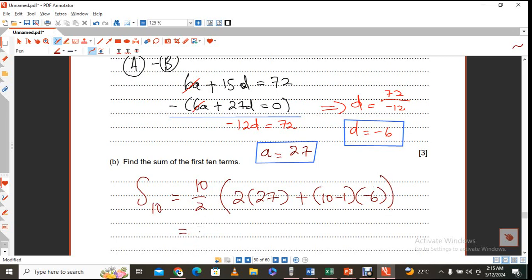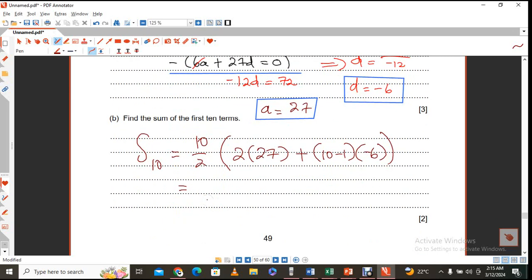Now, you use your calculator, you arrive at an answer here, and you will see that this is 54 minus 54. Therefore, this answer is equal to 0.